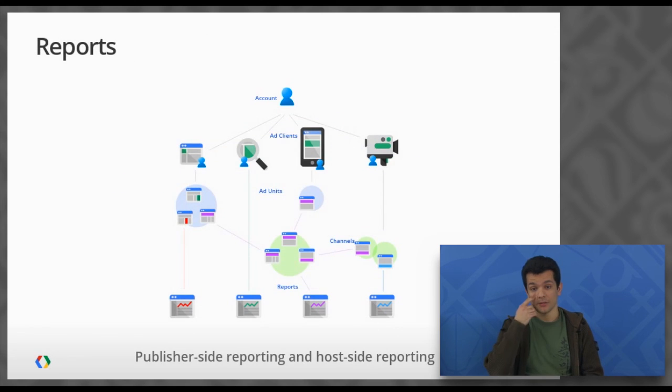In addition to all of this core functionality, we also have reporting available. And there's two types of reporting. Publisher-side reporting, which you can use to show publishers how much money they're making via their ads. And host-side reporting, which you can use to see how much you're making across all of your publishers or for a particular publisher for yourself. So make sure you don't get those two mixed up.